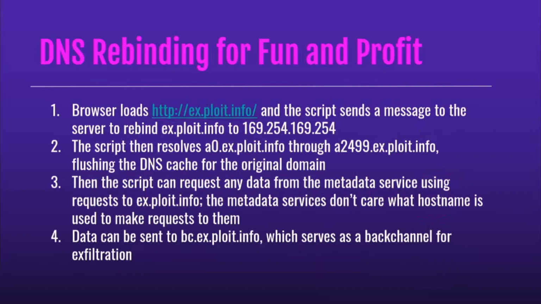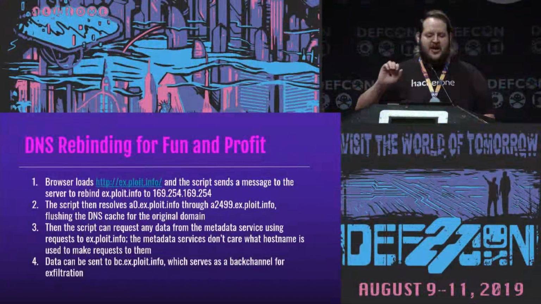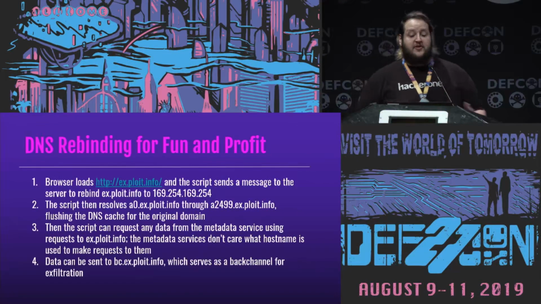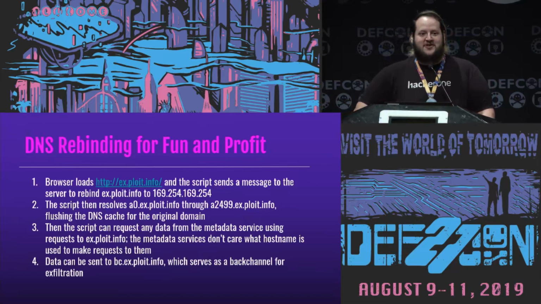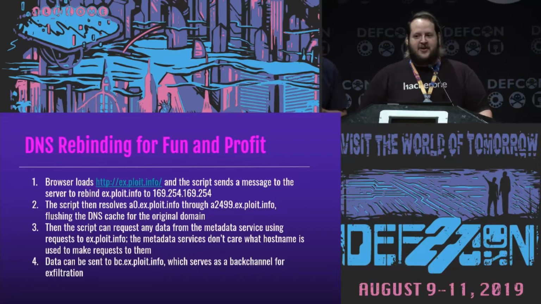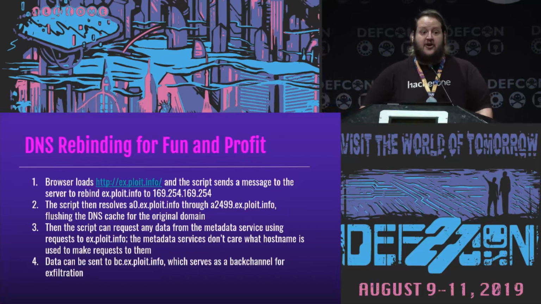So instead, what we can do is we can have the browser load this page. And then when the page loads up, you're going to have a script that kicks off a message to the server that says, okay, your DNS server now should map exploit.info to 169.254.169.254. The script then goes ahead and does requests or an image tag or whatever to a bunch of other domains, specifically 2,500 of them. Because if you do 2,500 of them, it flushes Chrome's internal DNS cache. The next request that you make to exploit.info, it has no idea where you're talking to anymore.